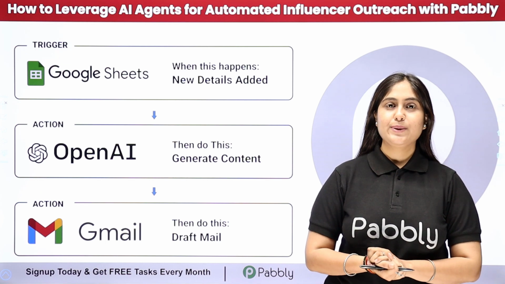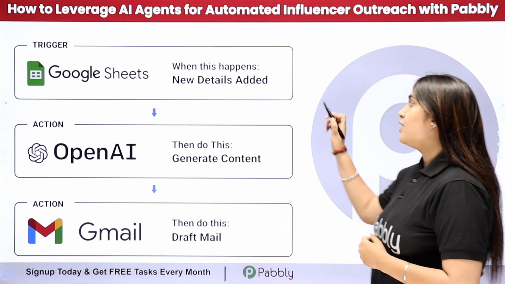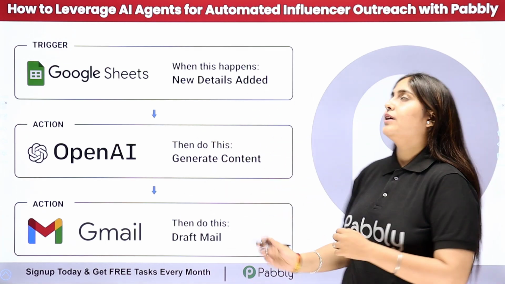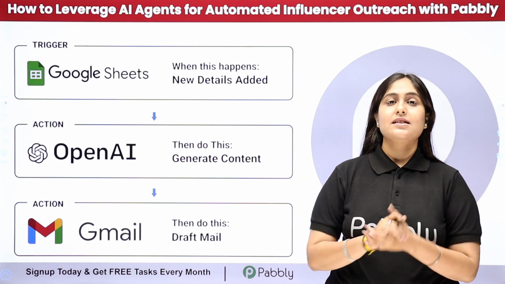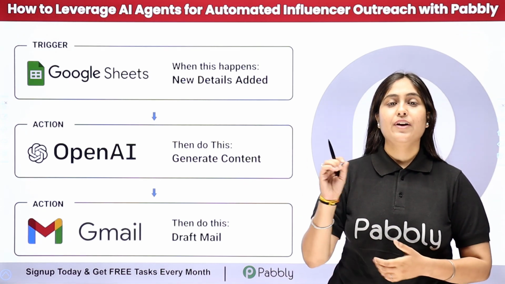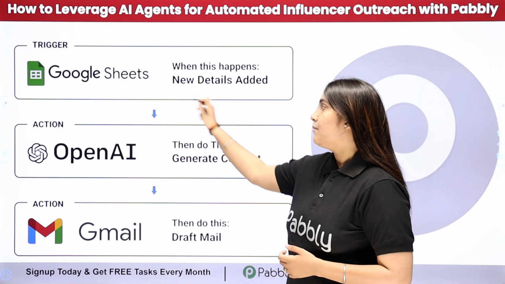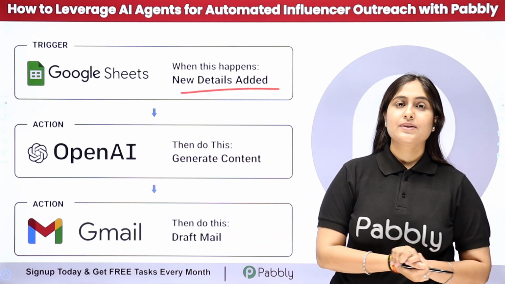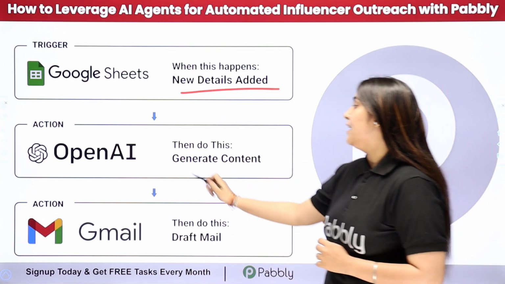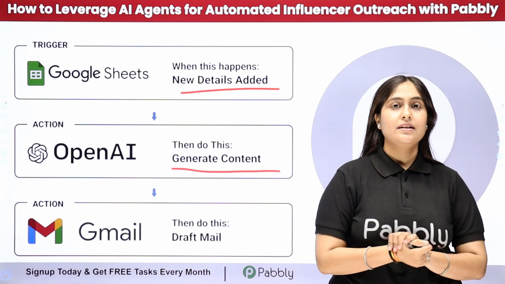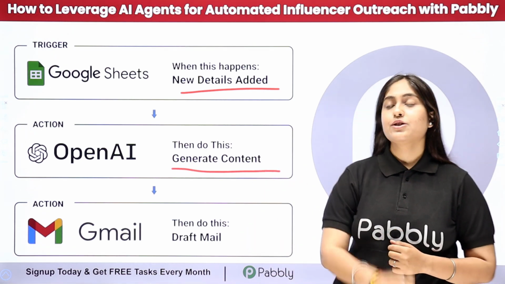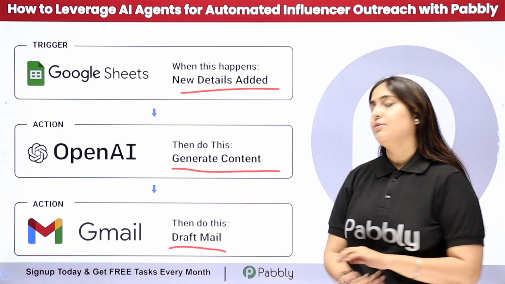In this video, we are going to understand how to leverage AI agents for automated influencer outreach with Pabbly. So as a digital marketer, my objective is that whenever I add a new influencer detail in my Google Sheets, then automatically using the details, OpenAI should generate the outreach email, and after generating the mail, automatically that mail should be sent as a draft mail on my Gmail account.